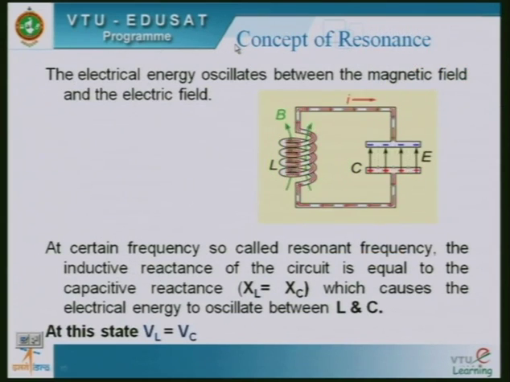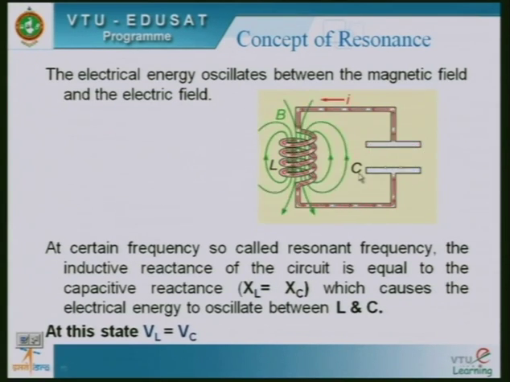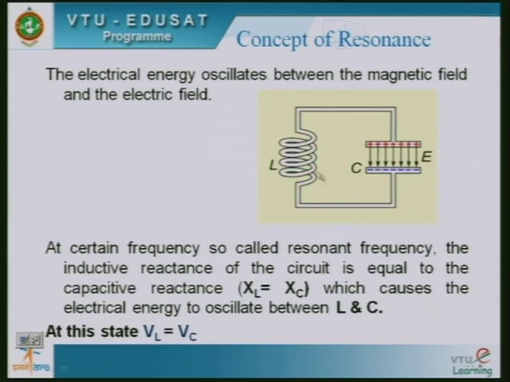Concept of resonance. One can understand very easily how the LC circuit works. What happens in between L and C? See here, this is an animated picture. One inductor and a capacitor are connected. It is called an LC circuit. Most familiarly, it is called a tank circuit or tuning circuit.